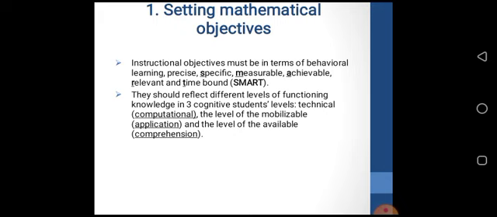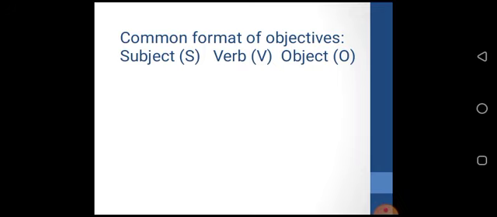They should reflect different levels of functioning knowledge in three cognitive levels: technical, which is computational; the level of mobilizable, which is application; and the level of available, which is comprehension. We have a common format of objectives: subject, verb, and object. This is the common format of how we make objectives.